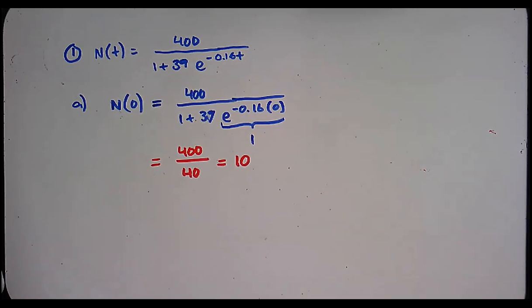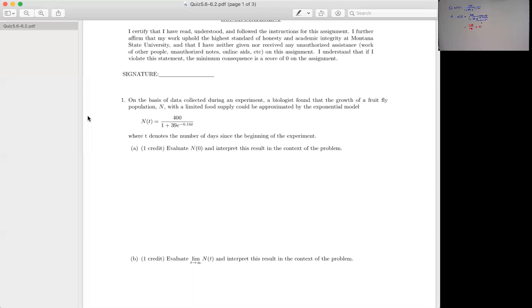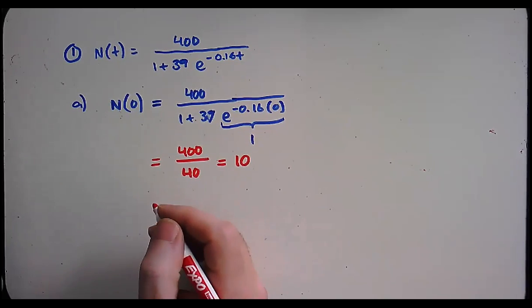And N of t, again, back to the problem here, N of t gives us the fruit fly population. So the interpretation of this problem, very simply, would be that at the beginning of the experiment, the population of fruit flies equals 10.